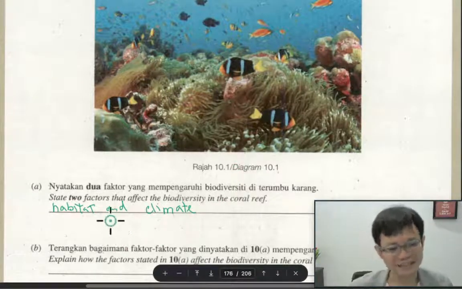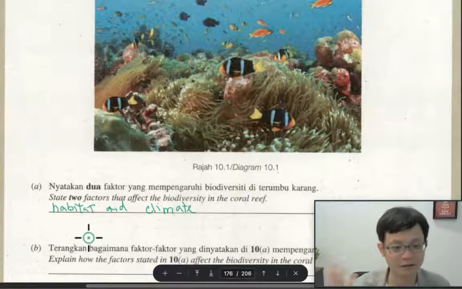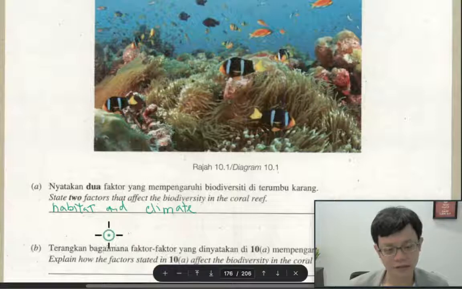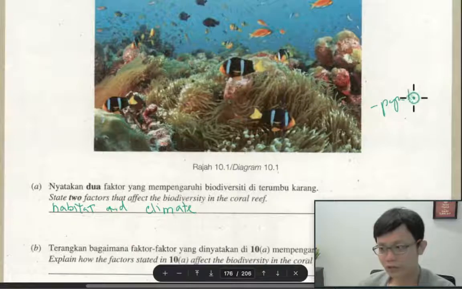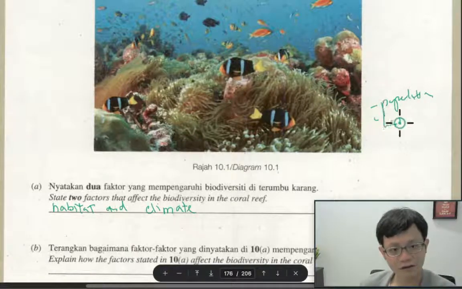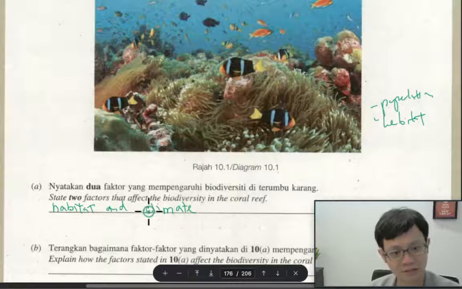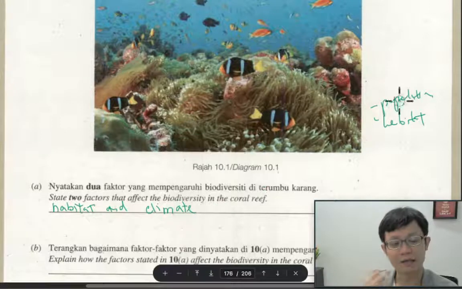Because we are living in Malaysia, they just want this answer, which I think sometimes is not fair. It is not fair because if you live in another place, they will still give it correct. Let's say you say pollution. I'm not sure whether pollution is marked correct or not. Let's say you Google it, destruction of habitat you can also find on Google. Actually, pollution also affects the biodiversity. If there is more pollution, then the habitat will be destroyed.